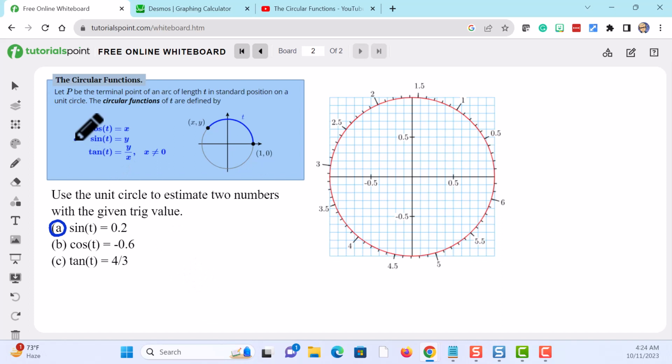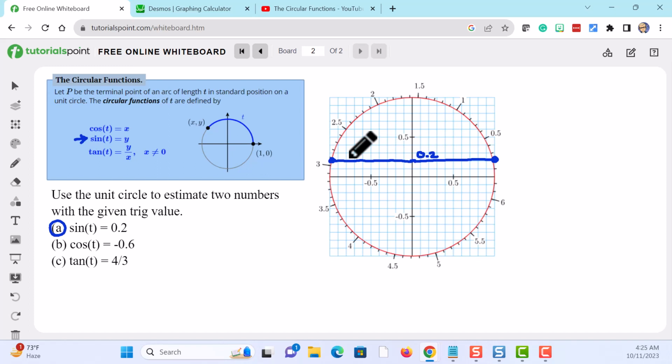Using our circular function definition, we see that sine of t is equal to y. So what we want to do is to find all the points on the unit circle that have a y-coordinate of 0.2. So we come over to the y-axis and we locate 0.2 horizontally across to find one point, and then go across to the left and we find a second point.